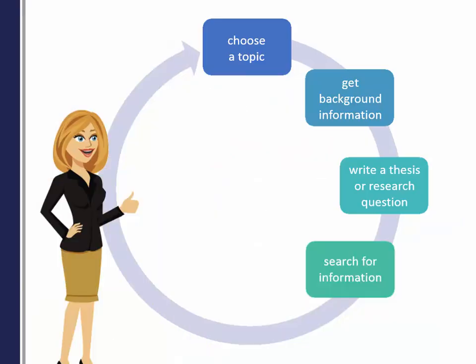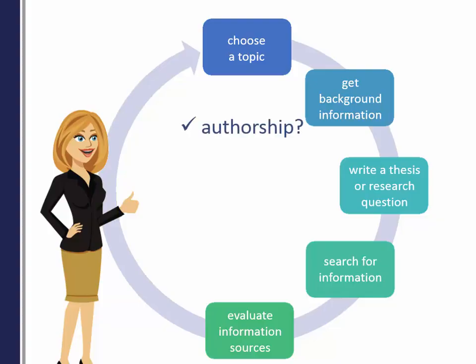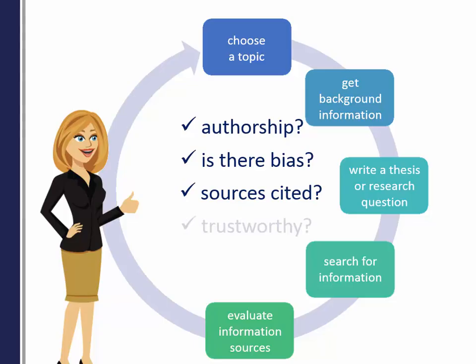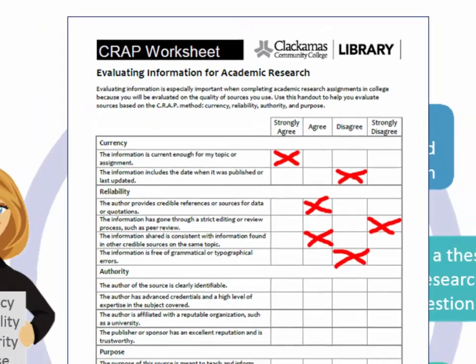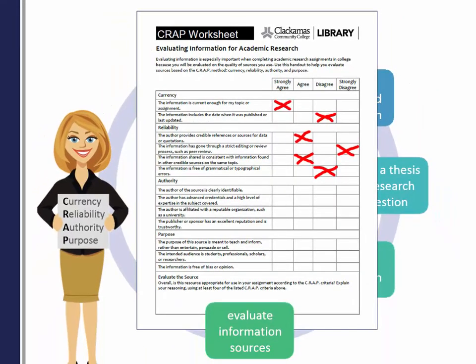When you find a useful resource, you need to make sure it fits the parameters of your assignment and your instructor's expectations of quality and reliability. Take time to think about who authored the information, if there is bias present, if the information sources are cited, and if you can trust the information. Use CCC Library's CRAP test to help you identify high-quality, credible information sources.